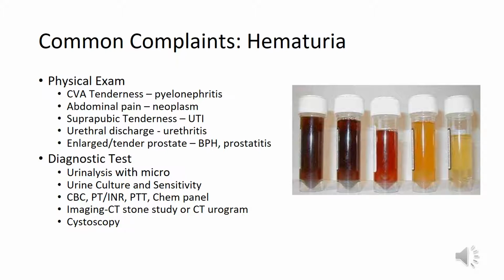A culture and sensitivity may be considered if the patient is exhibiting signs and symptoms of a urinary tract infection. A CBC may be considered to rule out anemia if the patient has been experiencing gross hematuria for some time. If the patient is on an anticoagulant, coags should be ordered to ensure levels are therapeutic. Imaging with either a CT stone study or a CT urogram and a referral to a urologist for a cystoscopy should be made for patients who are experiencing gross hematuria and or who have a confirmed microhematuria to rule out kidney stones and neoplasms.